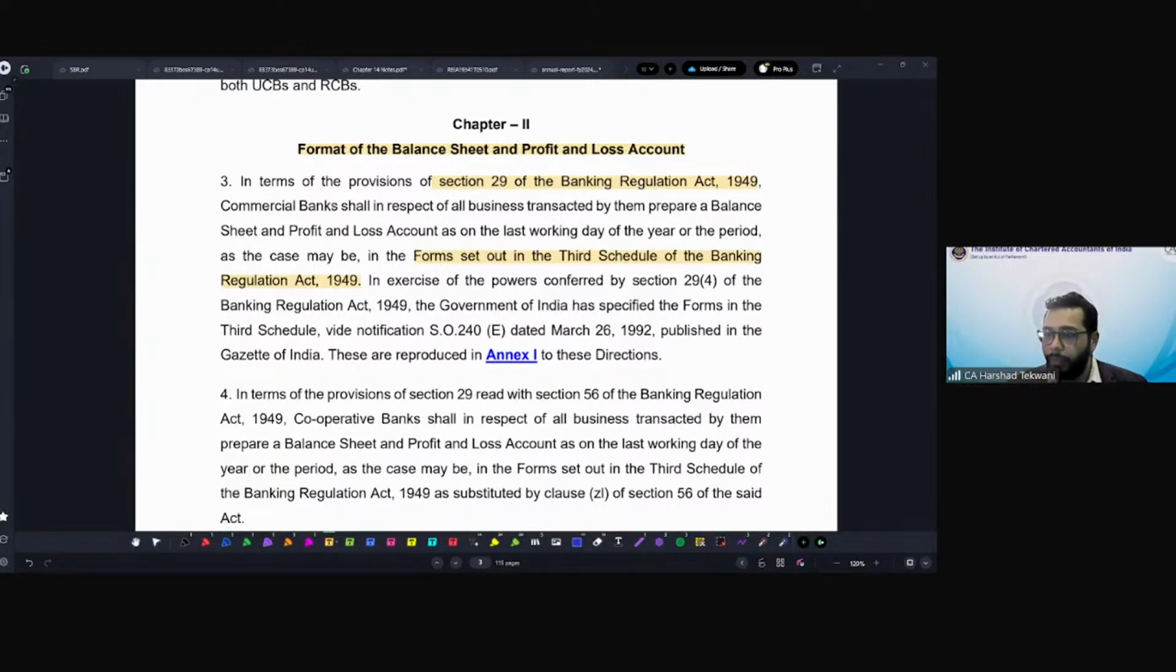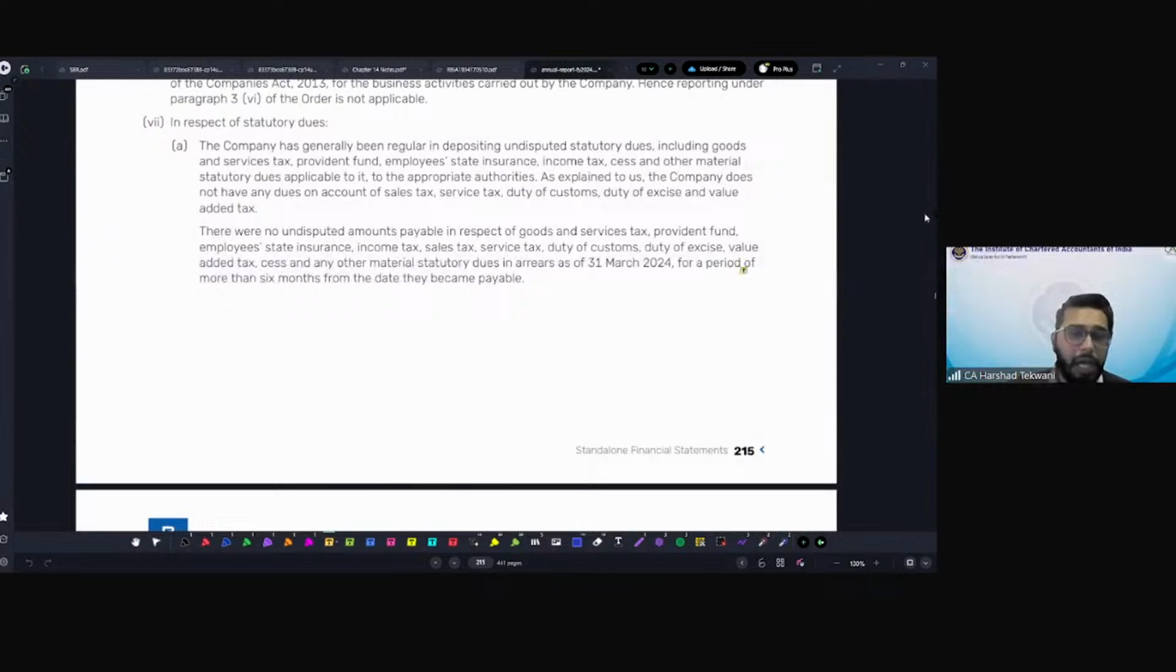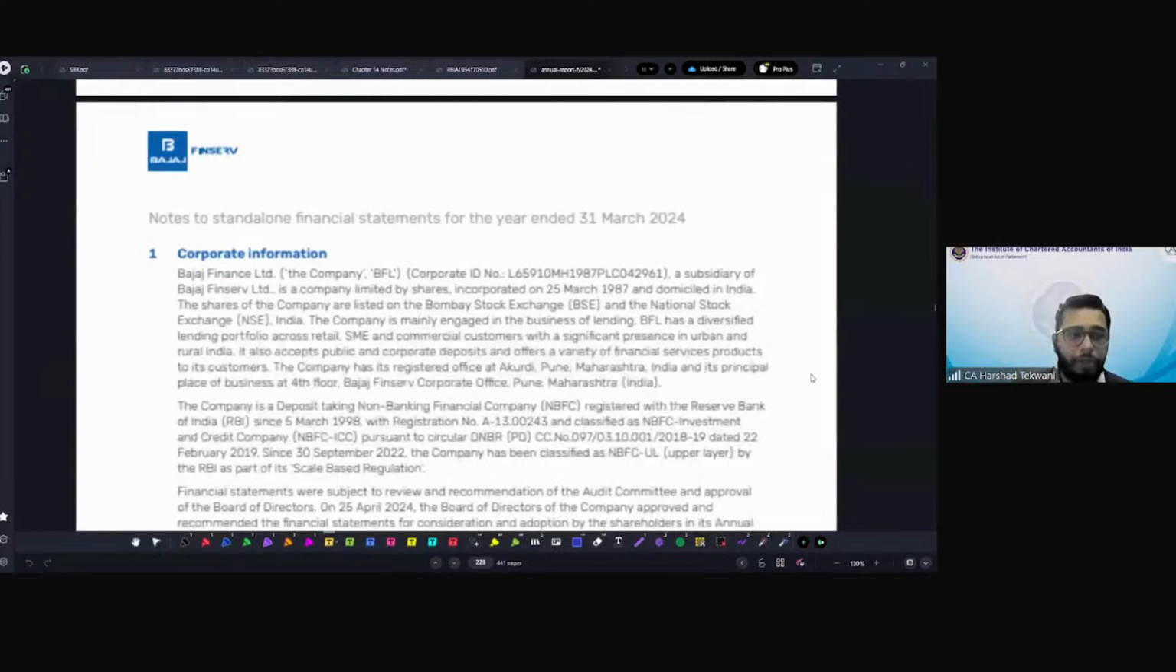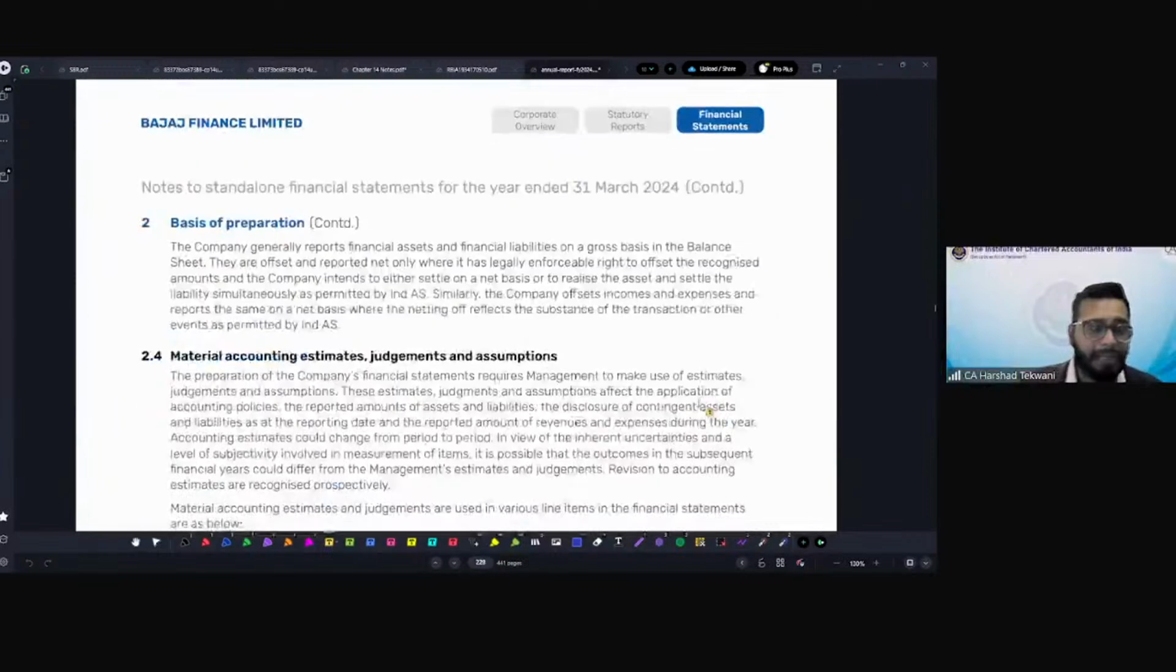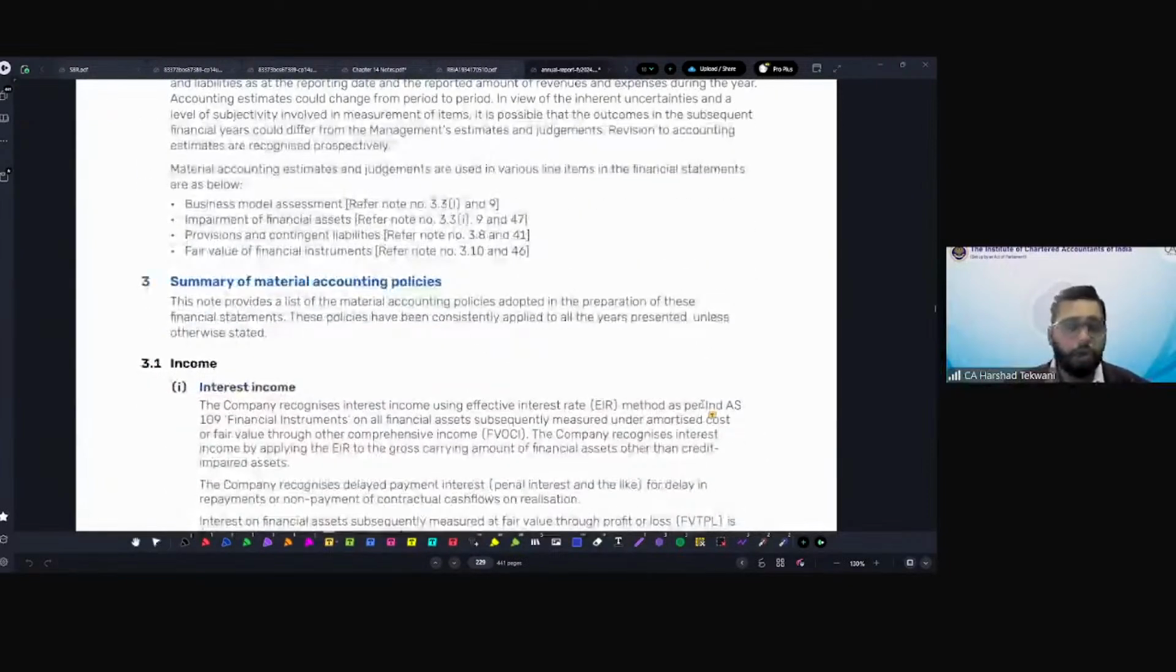Okay. So basically, when it comes to the financial statement for a bank, it's not just one particular act. That is what we discussed in the start. It is not just one particular act which plays an important role when it comes to the reporting part. There are multiple laws and regulations involved. When it comes to the audit of a bank, that is where we need to understand what laws and regulations are applicable.